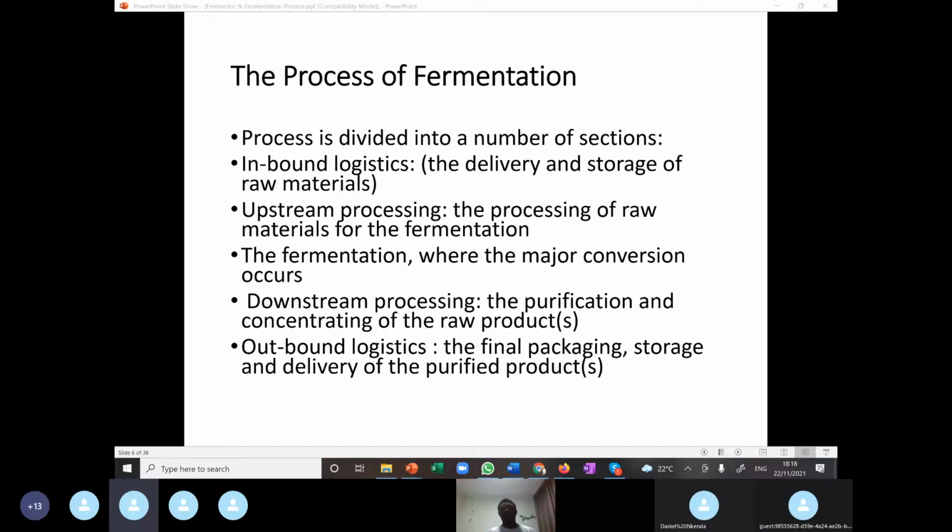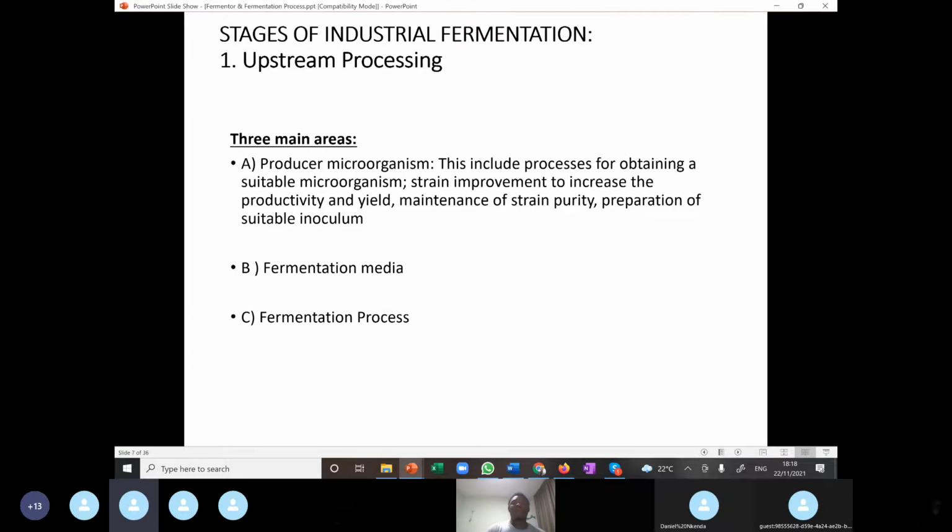Then we have the fermentation process itself, by adjusting the fermenter conditions and the environmental conditions. And then we'll have downstream processing and then outbound logistics. I've already explained all of this on the diagram. But again, let's go into greater detail to look at the different stages, treating inbound, upstream and downstream processes separately, and going into greater detail on what we are doing at each of these processes.